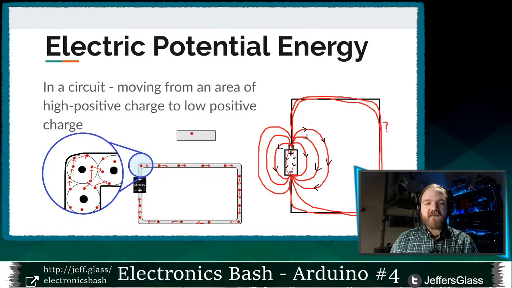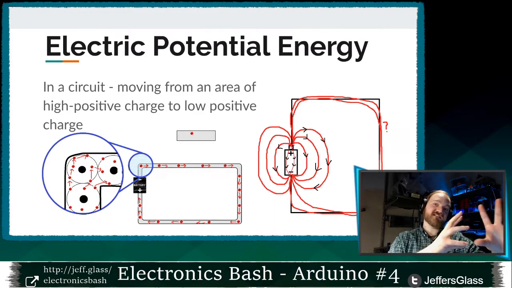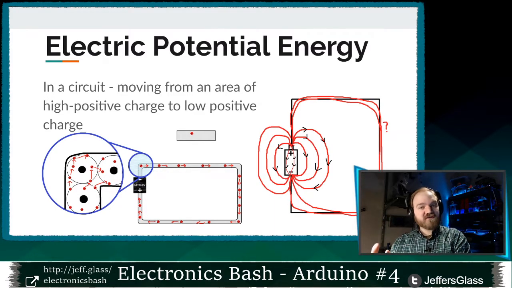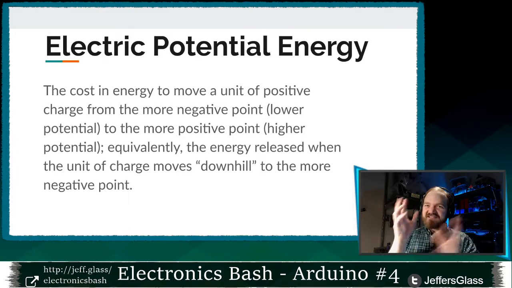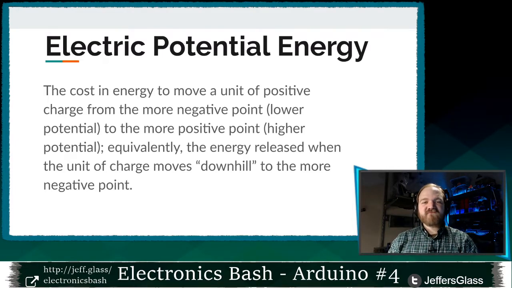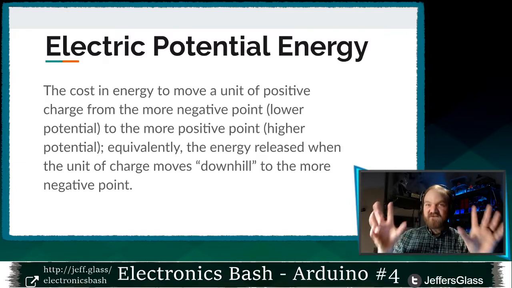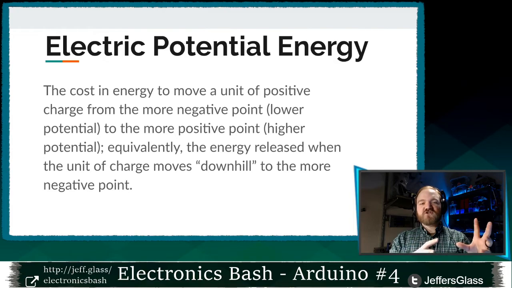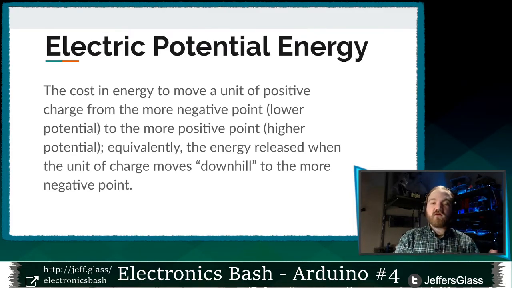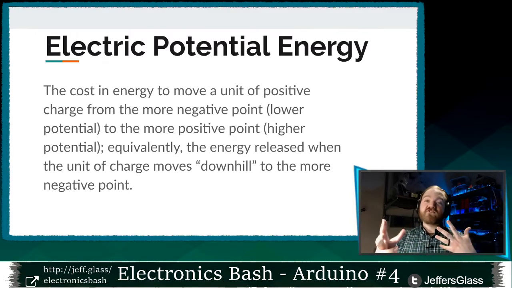And in a circuit, adding potential energy might be moving a bit of charge from an area of high potential energy on one side of your battery to an area of low potential energy on the other side of your battery, or area of high charge to low charge. Or to say that another way, and we'll get to why this is important in just a second, if we define electrical potential energy, just to be formal about it, as the cost in energy to move a unit, a chunk of positive charge, from a more negative point to a more positive point, or the energy that we release when we let that unit of charge slide back downhill.